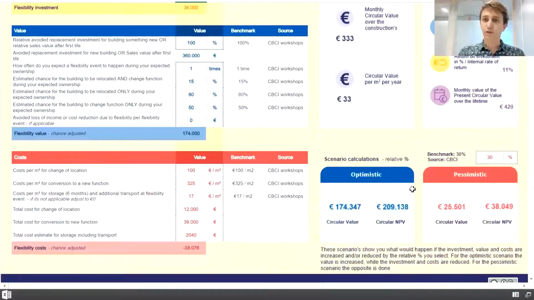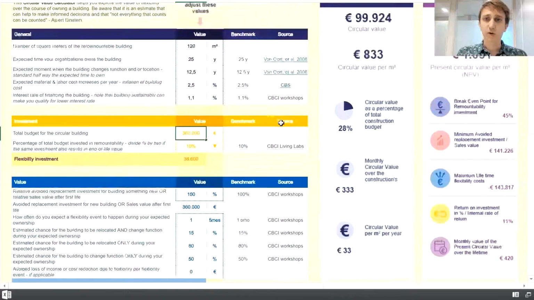And here you find the different scenarios. And in this case, with the metrics we have, we see that even in a pessimistic scenario, we still get value out of these, circular value out, and also circular net present value out. So it seems good, but it's really depending on your situation. But now you know how to fill it in.